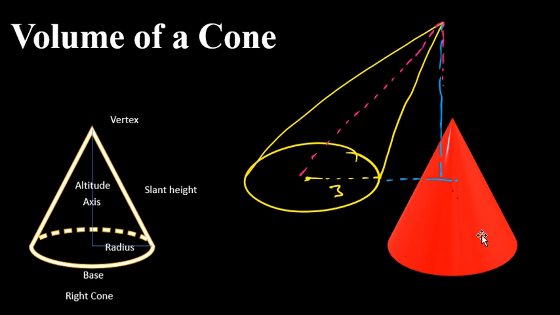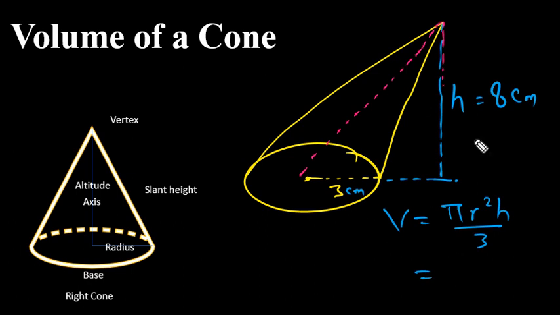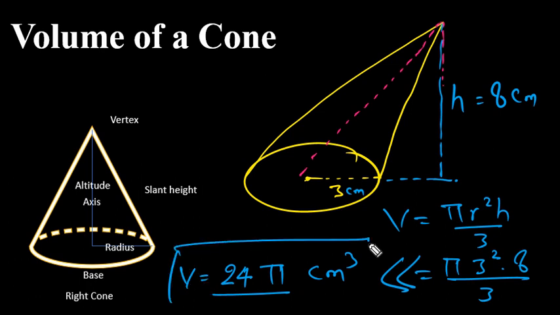Let me remove the red one. Now let's say height is 8 centimeter and the radius is 3 centimeter. In this case, volume is again pi r square h divide 3, and now you can solve it. Pause the video and see if you can get the right answer as me. So 3 square times 8 divide 3 gives pi, 3 multiply 8 is 24, so 24 pi centimeter cube. That will be your answer.